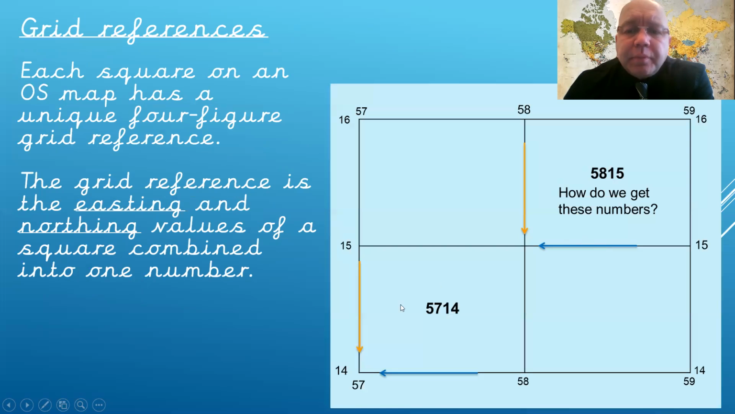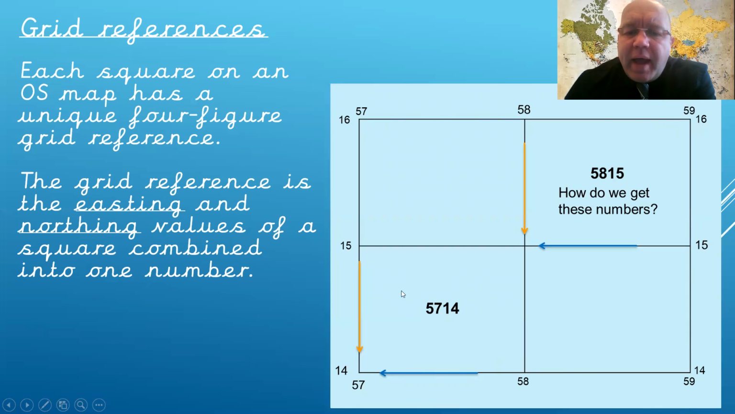Now, finding a way around a map requires what we call grid references. Now, each square on an OS map has a unique 4-figure grid reference, so a 4-figure number. And we can see on this one, so we've just got a very small grid here. Say an OS map would be full, absolutely covered in grids like this.